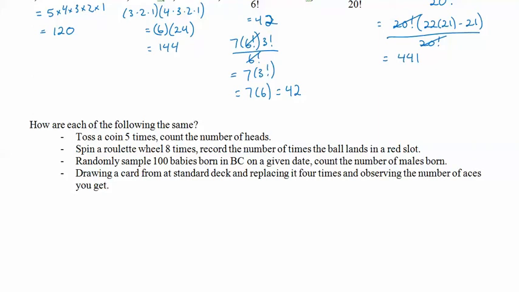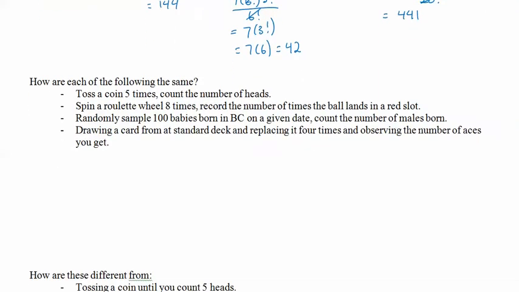Tossing a coin 5 times, counting the number of heads. Spin a roulette wheel 8 times, record the number of times the ball lands in a red slot. Randomly sample 100 babies born in BC on a given day and count the number of males born. Or drawing a card from a standard deck and replacing it 4 times and observing the number of aces you get.